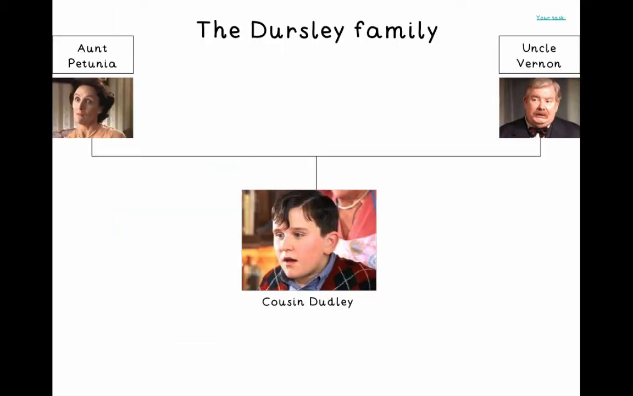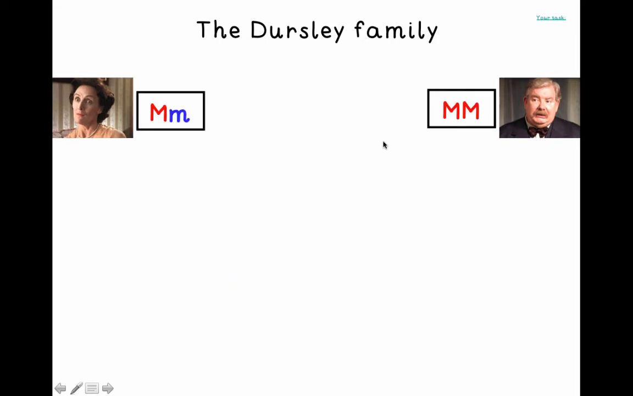Here is another case, the Dursley family. This is the family of Aunt Petunia and Uncle Vernon, and they had cousin Dudley. Now, we have in here that Aunt Petunia is probably carrying, although she may not, but let's imagine that she is carrying the recessive gene right there. Now, her husband is definitely not carrying the recessive gene.